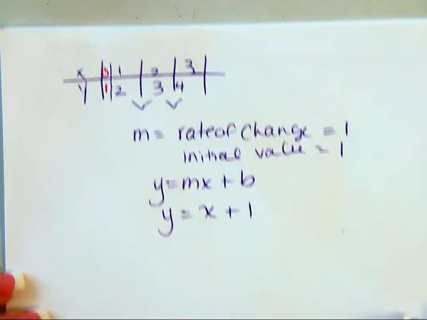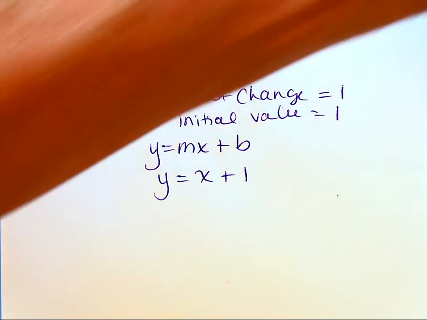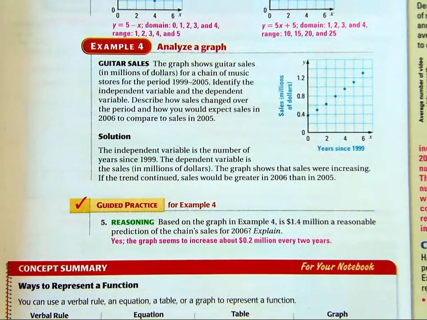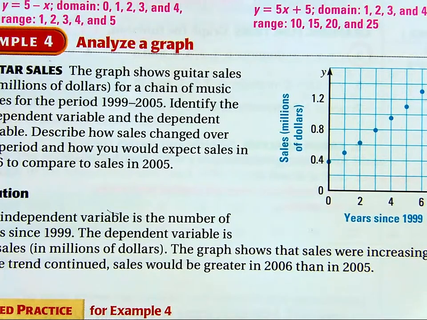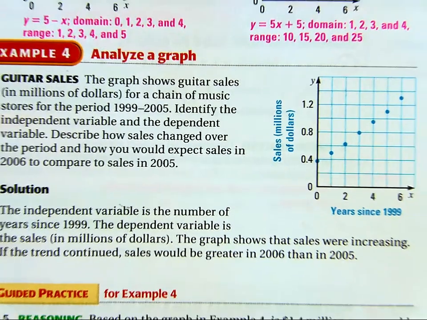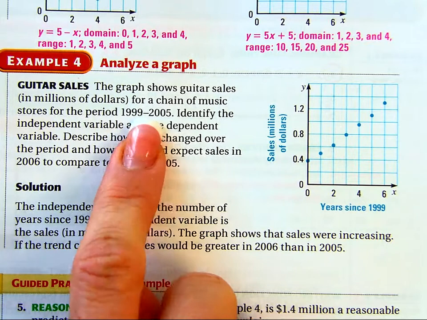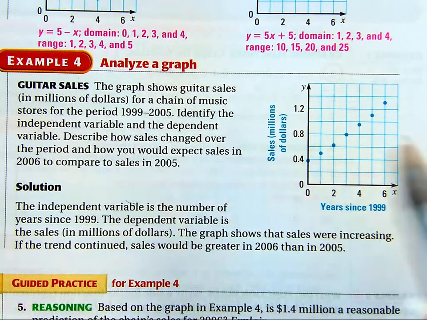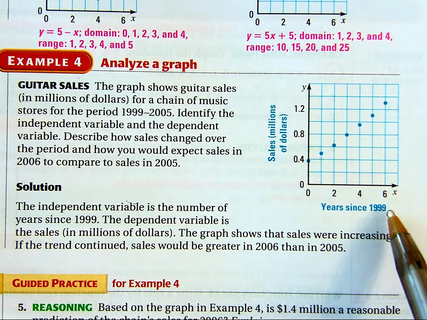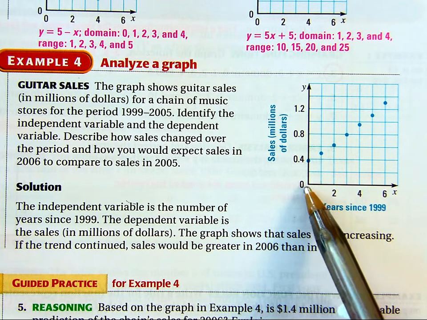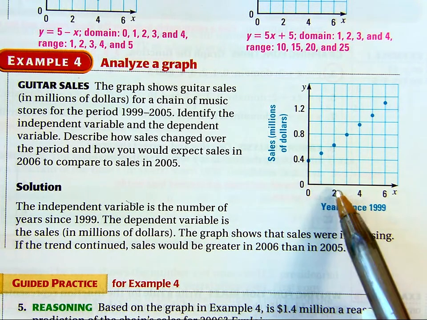Okay? All right. Let's take a look at example 4. You're being asked to analyze a graph. This graph shows guitar sales, in millions of dollars, for a chain music store for 1999 to 2005, okay? This is something new, I know, but you're going to have to get used to it. This is the years since 99. So this is obviously year 1999. This would be 2000 and then 2001.